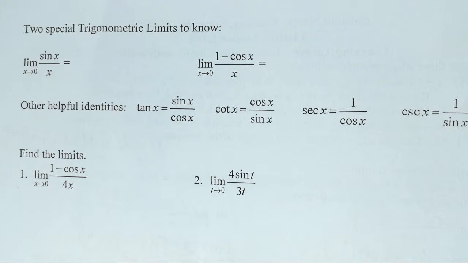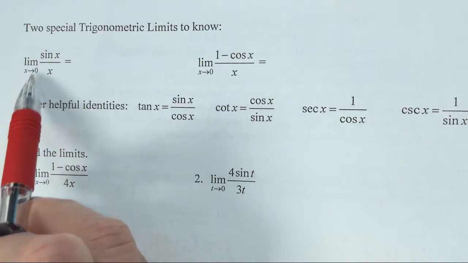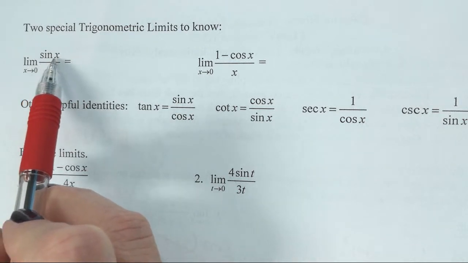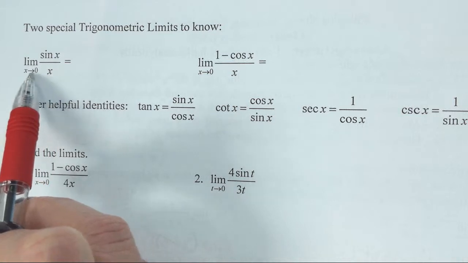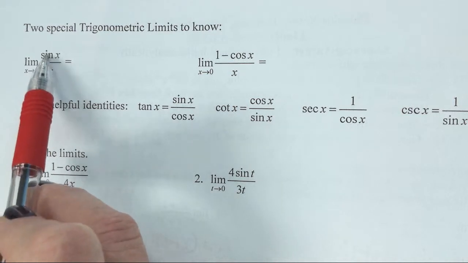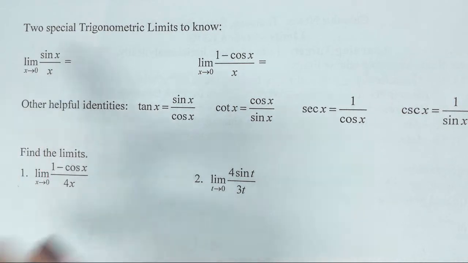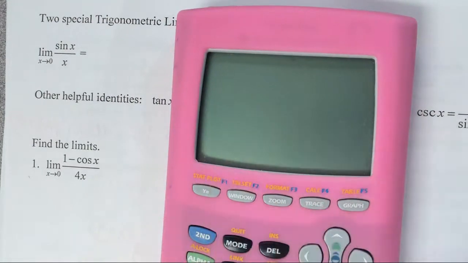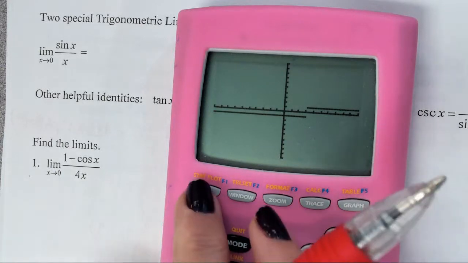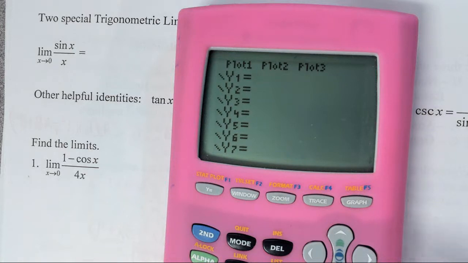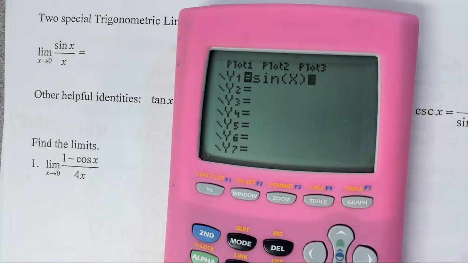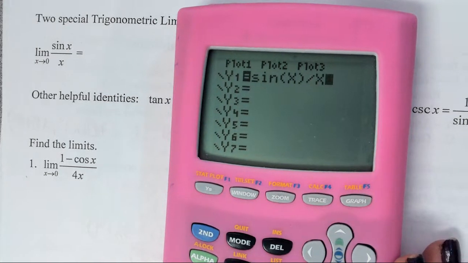These are 2 special trigonometric limits that we just have to know. If I plug in 0, the sine of 0 is 0. If I plug in 0 here, I get 0. So if I just try plugging this in, I get 0 over 0. That means I have to do more work. So what I'm going to have to do is, there's nothing I can do algebraically on that. So I'm going to have to go to my calculator and put in sine x divided by x.